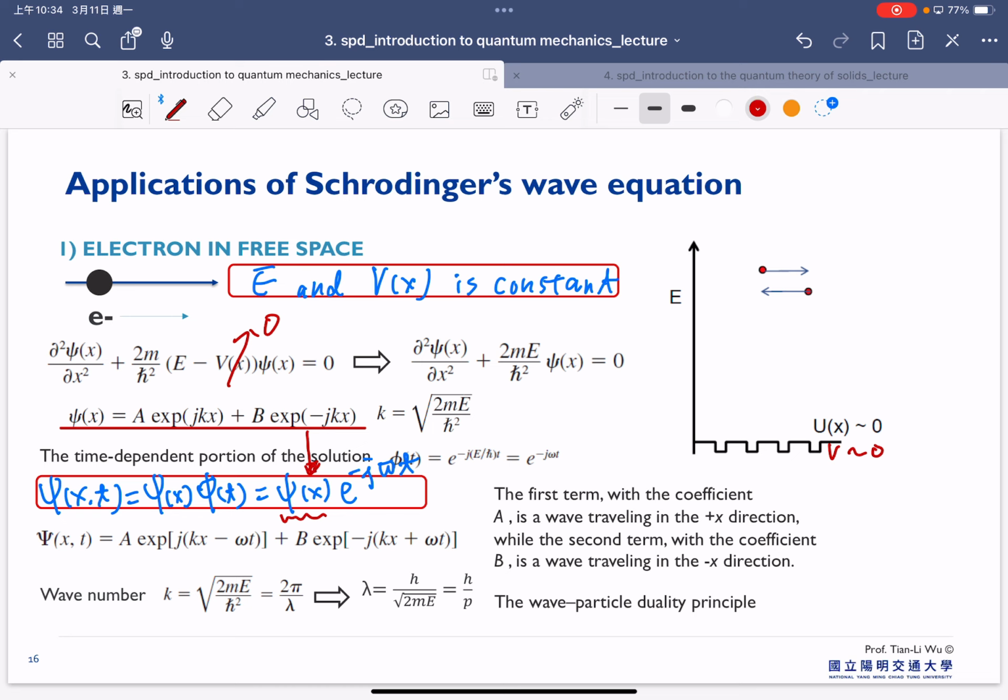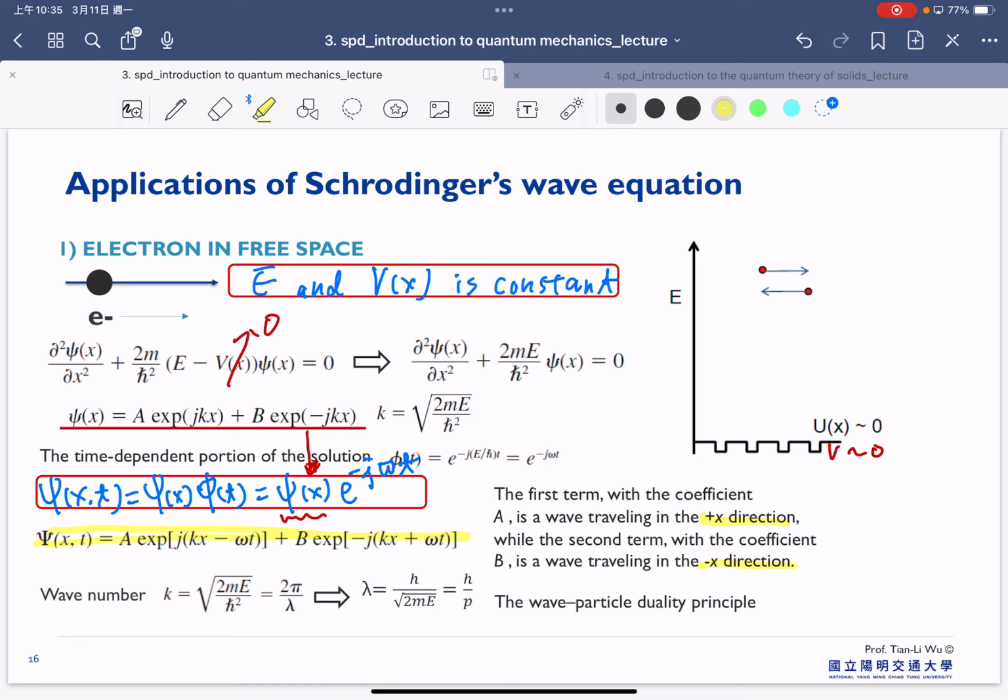And also based on this, the general solution is shown here. And this solution has a certain physics meaning. The first term with a coefficient, for example A, is a wave traveling in the positive x direction. And B is a wave traveling in the negative x direction here.